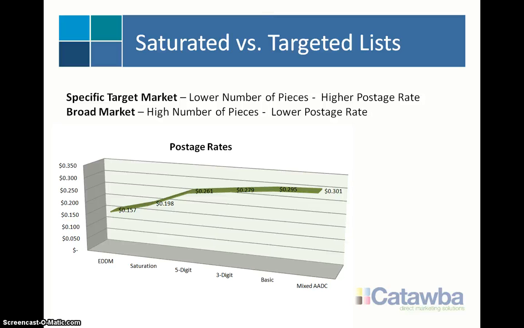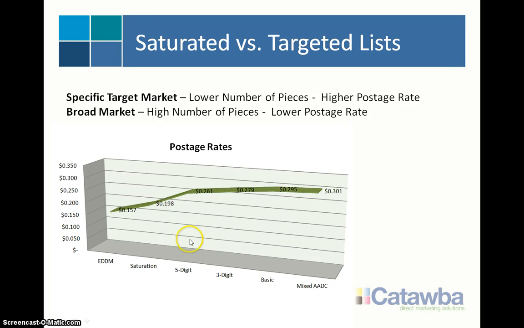So whenever we're looking at saturated versus targeted lists, if you have a product or service that's very specific, you're going to want to mail a lower number of pieces, but you're going to have to pay a higher postage rate. But it works out because only so many people are going to be interested in your product, so you might as well really target down and find the people that are most likely to respond. If you have a broad market, you can send out a high number of pieces for a low postage rate.